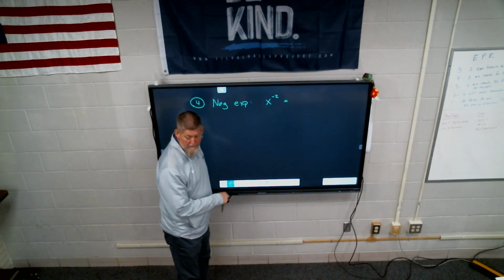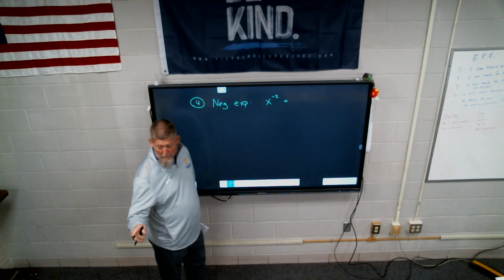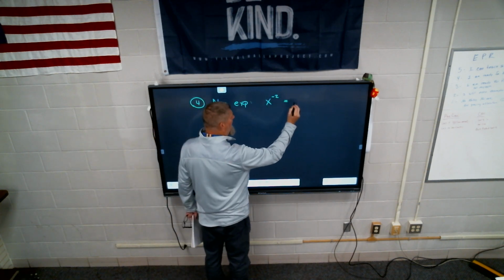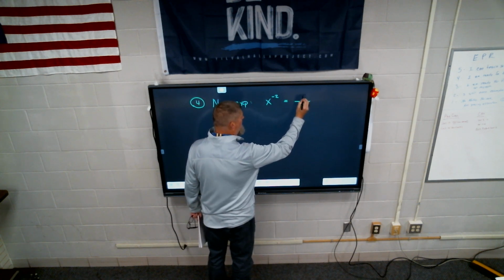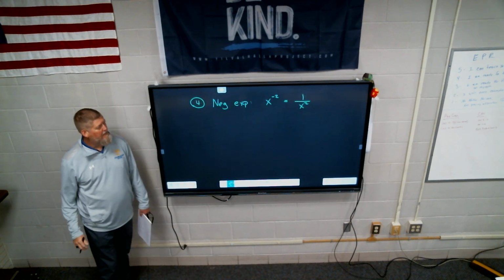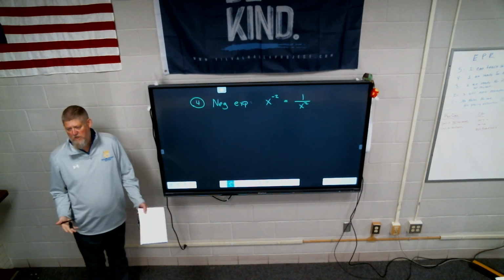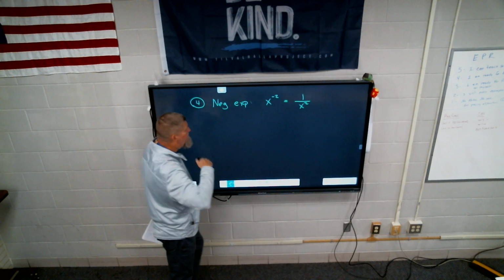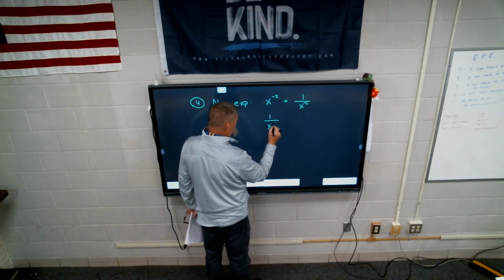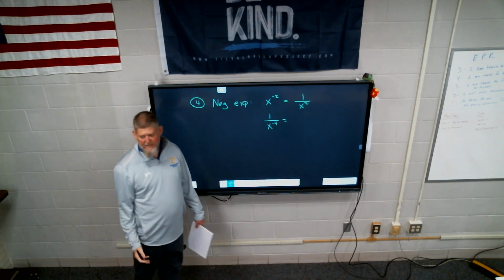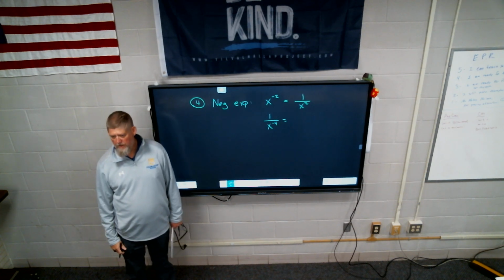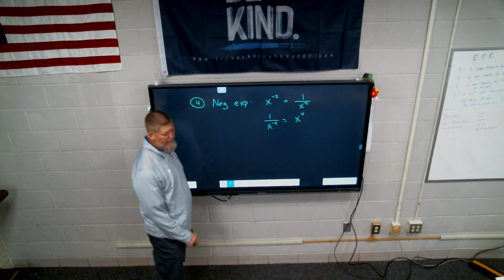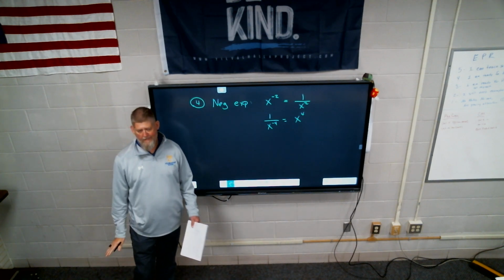Put a 1 where? Over. You take this whole expression and move it to the bottom and make it positive. Those two things mean the same thing. It's all about location. If it's in the numerator, you simply move it to the denominator and make it positive. If I give you 1 over x to the negative 4th, it's in the denominator and it's negative. So what am I going to do to it? Move it to the numerator and make it positive. Exactly right. It's all about location, where it's at, okay?